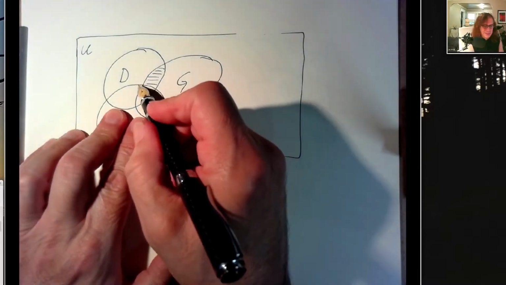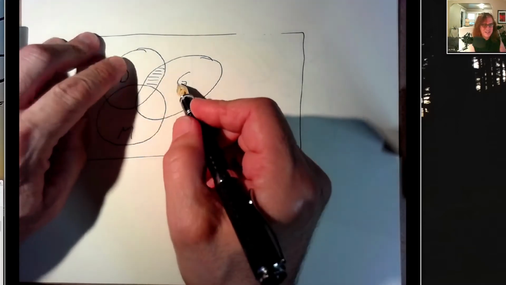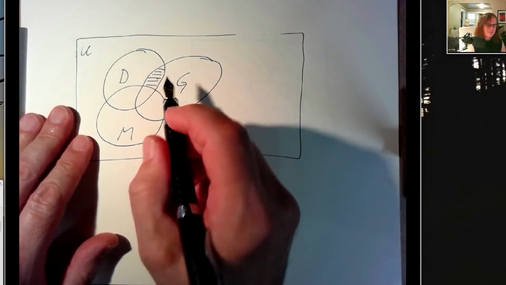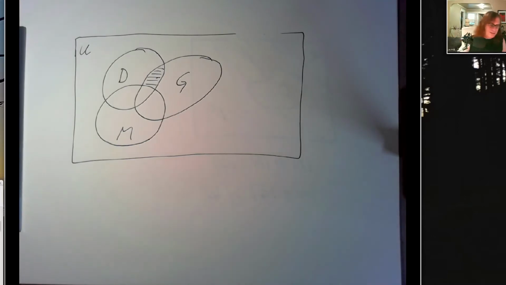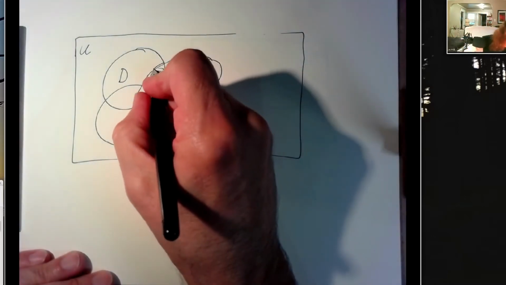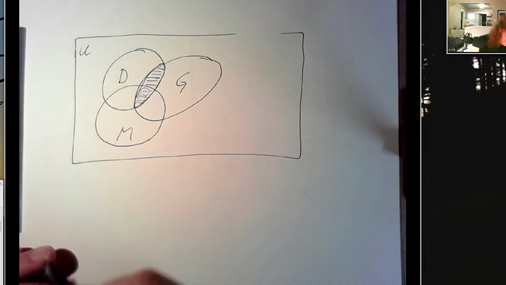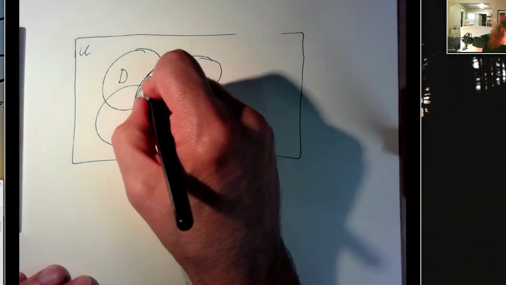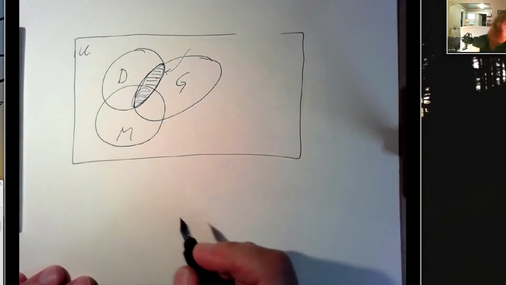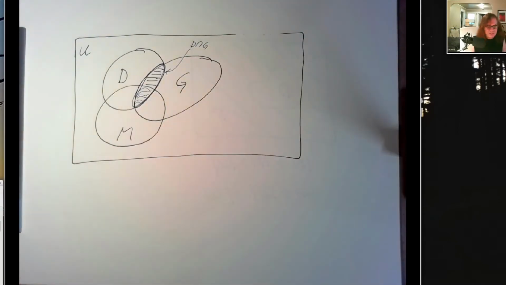Right? This whole little ellipsoid-like piece is D intersect G. But we want people who are in D and G but also outside M. That's going to be this piece here. But we can see that that's actually the same thing as looking at this piece and throwing away this part. Okay, so this big piece here, that's D intersect G. That's the set of everyone who's in D and G, regardless of whether or not they're in M.